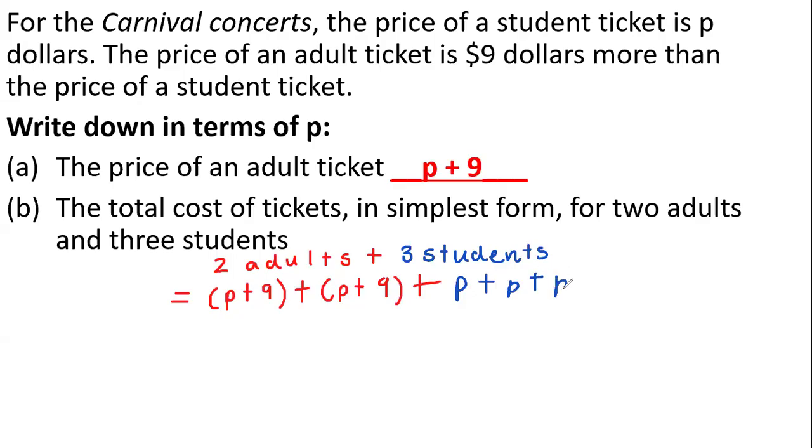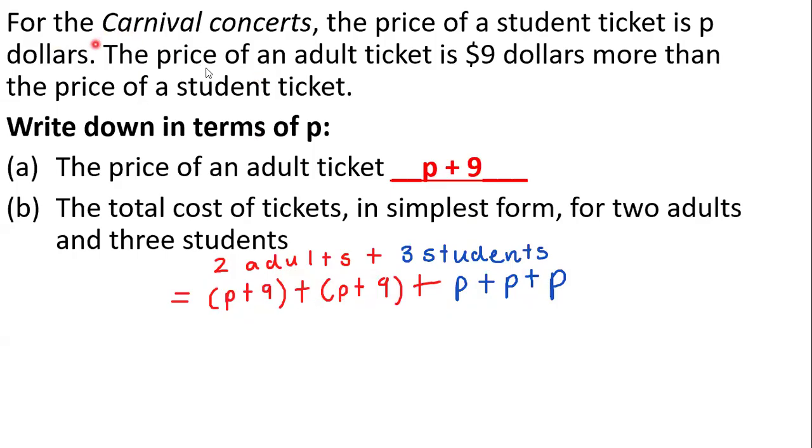All right. Does that make sense to you all so far? So again, we have 2 adults, which is going to be P plus 9. By the way, if you're not using your mic, please mute it. We have P plus P plus P because we want 3 students and each student is P dollars. That is 3 students, right? We want 2 adults. One adult is P plus 9. The other adult is P plus 9. So that's how we write it.